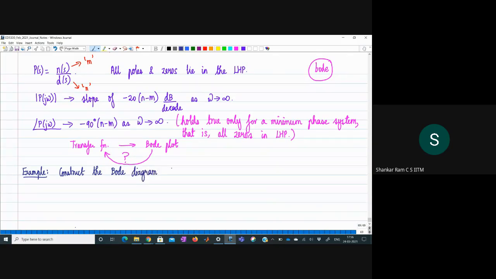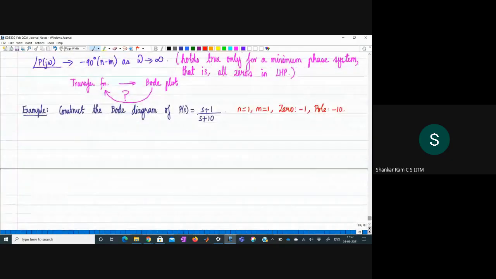So let's consider a transfer function of the form. Let's say we have a plant whose transfer function is of the form s by s plus 1 divided by s plus 10, right? So we can immediately observe that the value of n is 1, the value of m is 1, there is 1 zero at minus 1, and 1 pole at minus 10, right? So we can immediately make these observations. So now the question is to construct the Bode plot. So for this particular transfer function, how do we do it?